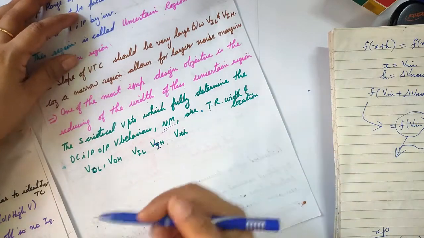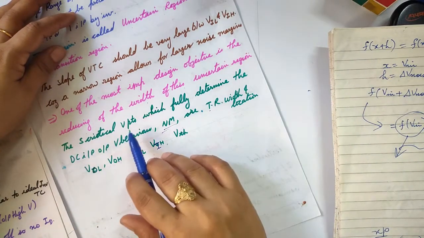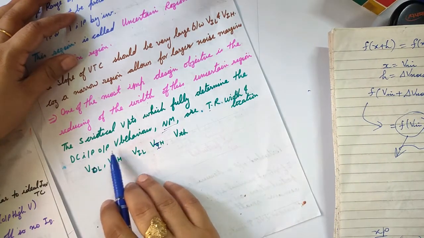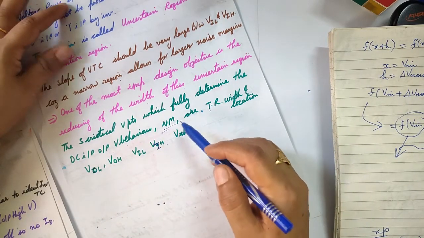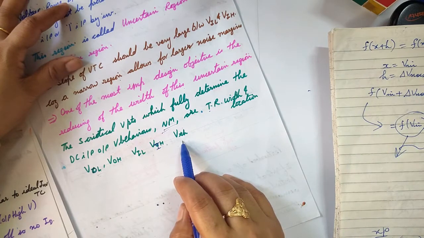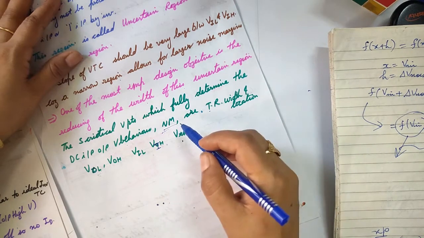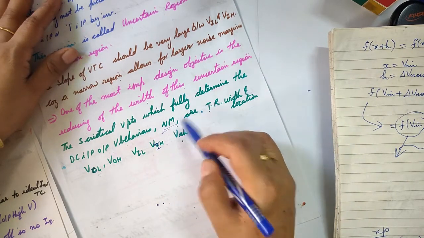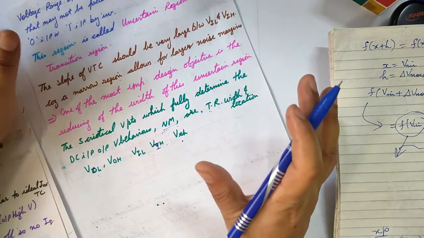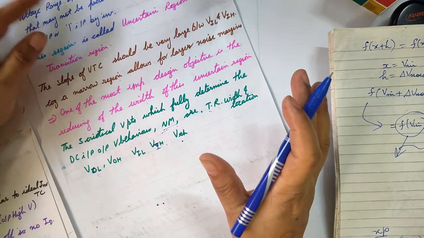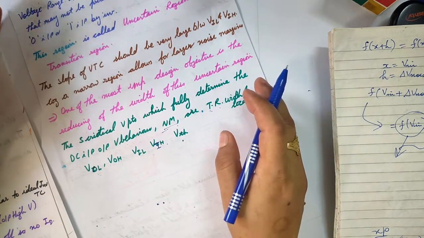So we have just seen the 5 critical voltage points which fully determine the DC input-output behavior of this MOS inverter. These are the 5 voltages we have already seen, and what is more important, the noise margins, transition region width, and its location. So this was all about noise immunity and noise margin of the MOS inverters.